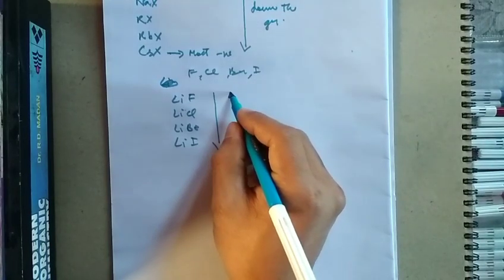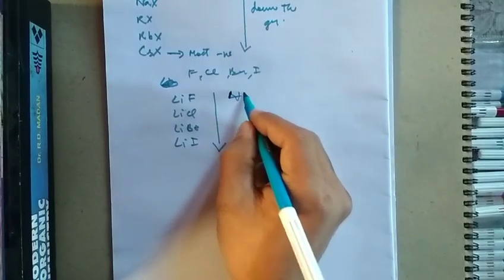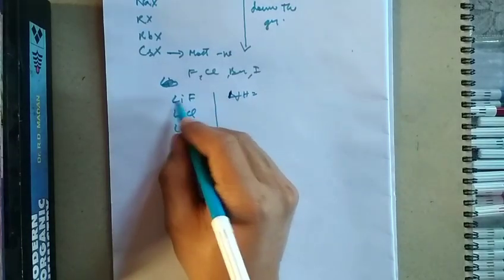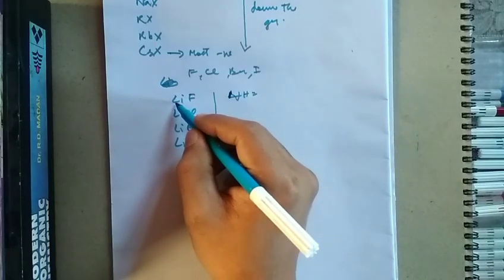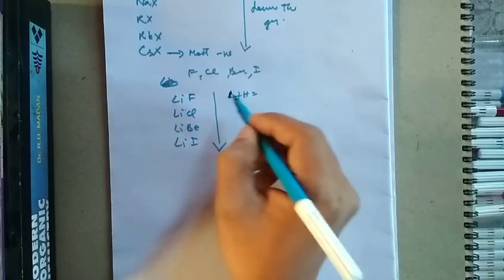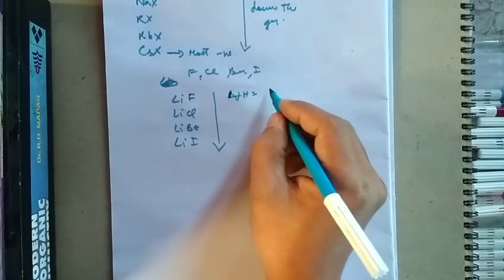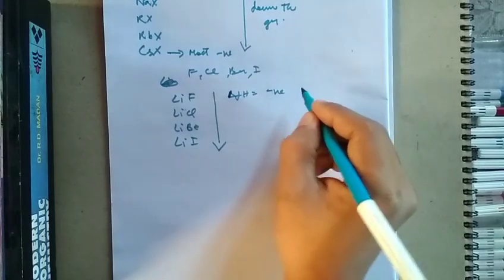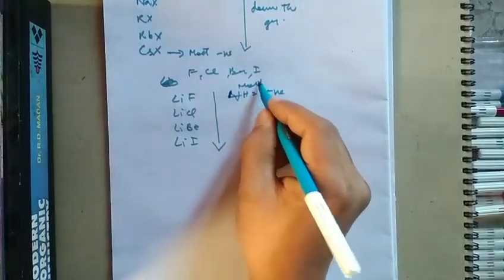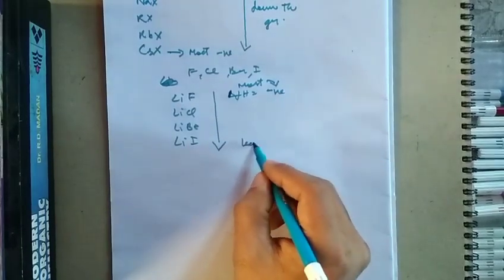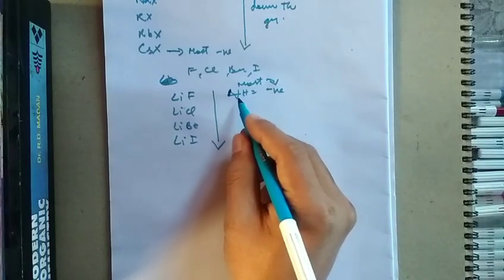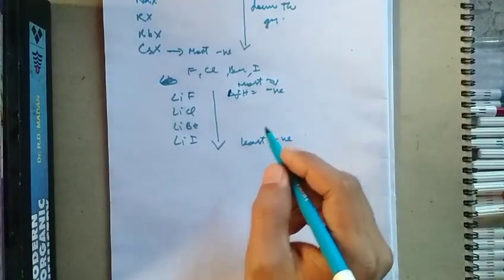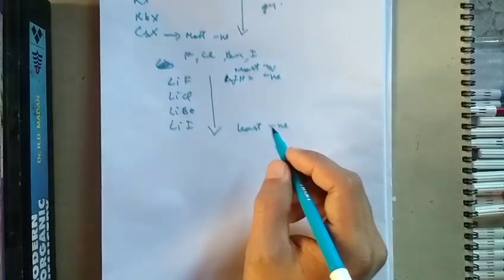So this will be the delta HF. For LiF, both are small in size. This is the first element in the halogens, and this one is also the first element in the alkali metals. So they have the highest value, the most negative, or least negative, delta H, the enthalpy of formation value.